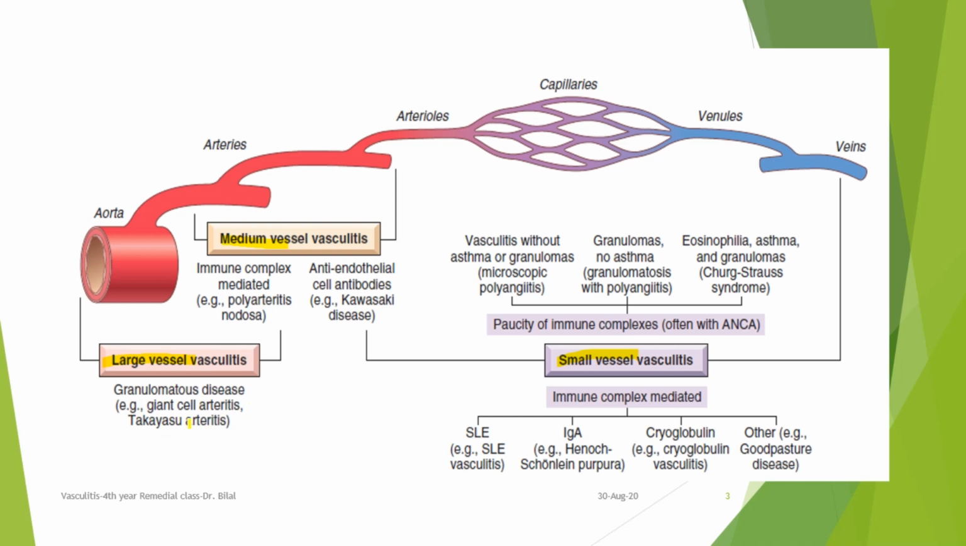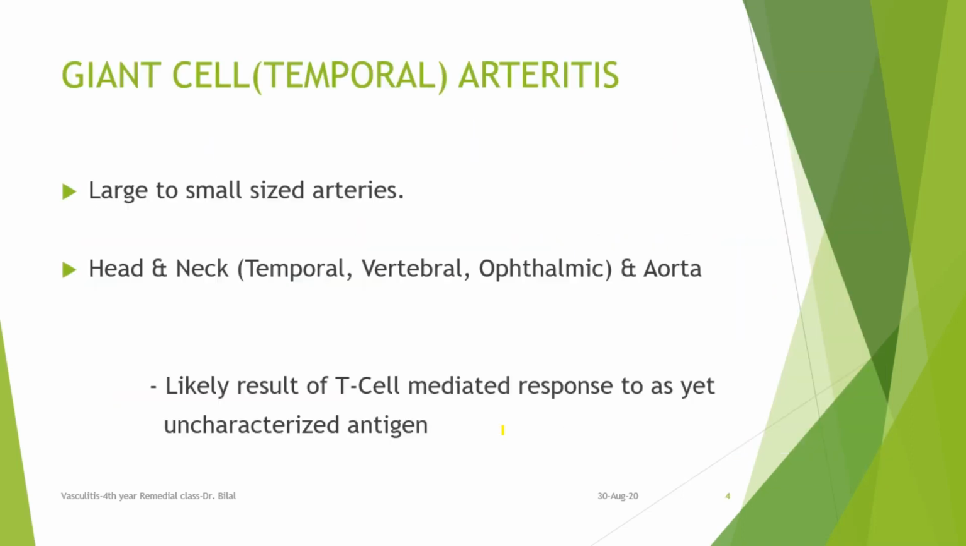Granulomatous diseases like giant cell arteritis and Takayasu arteritis fall under the category of large vessel vasculitis. Kawasaki disease and polyarteritis nodosa fall under the category of medium vessel, and small vessel vasculitis includes a lot of diseases. For example, microscopic polyangiitis, Churg-Strauss syndrome, the important ones, SLE, etc. Okay. A question can be asked in a range of ways regarding vasculitis, such as classification according to the size of the vessel.